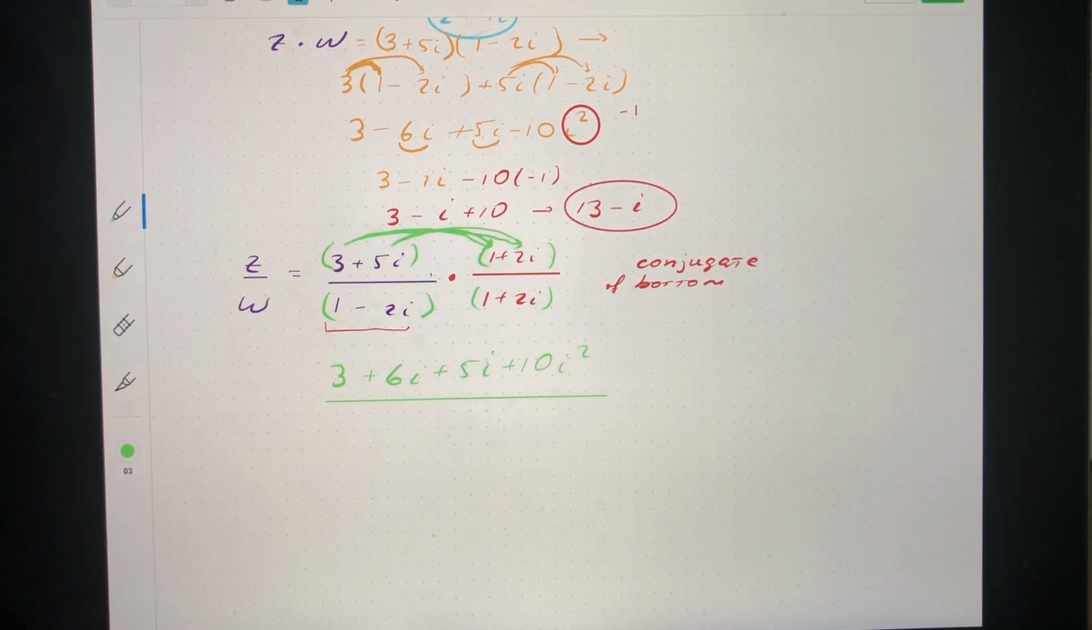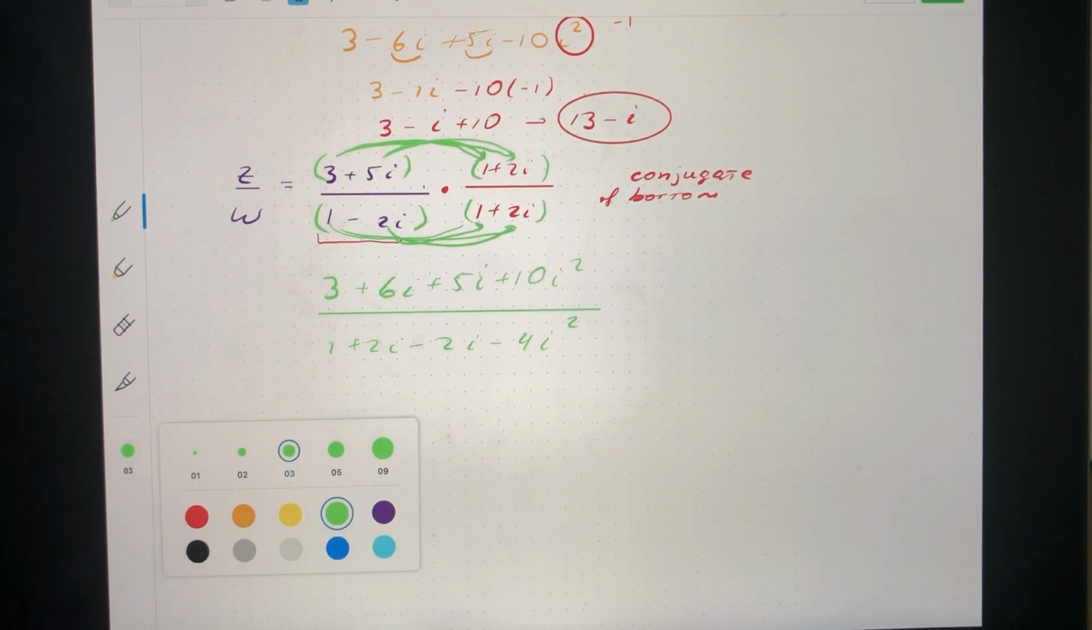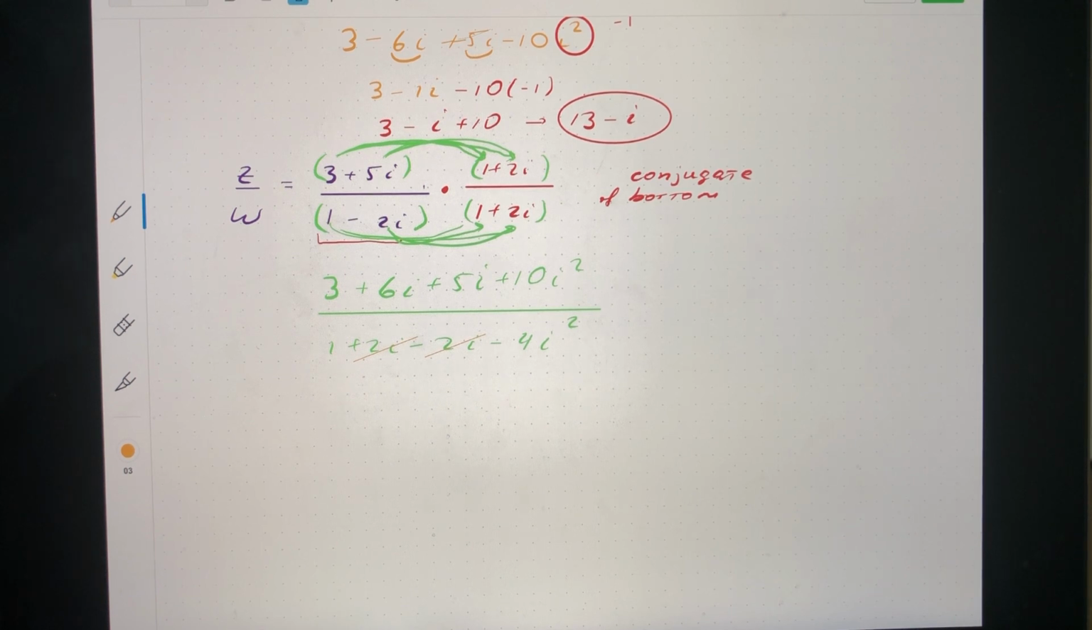The bottom, we do the same thing. 1 times 1 is 1. 1 times 2i is plus 2i. Negative 2i times 1 is negative 2i. And negative 2i times 2i makes negative 4i squared. Now, we notice right away that on the bottom, the 2i minus 2i cancels off. And that's very good.